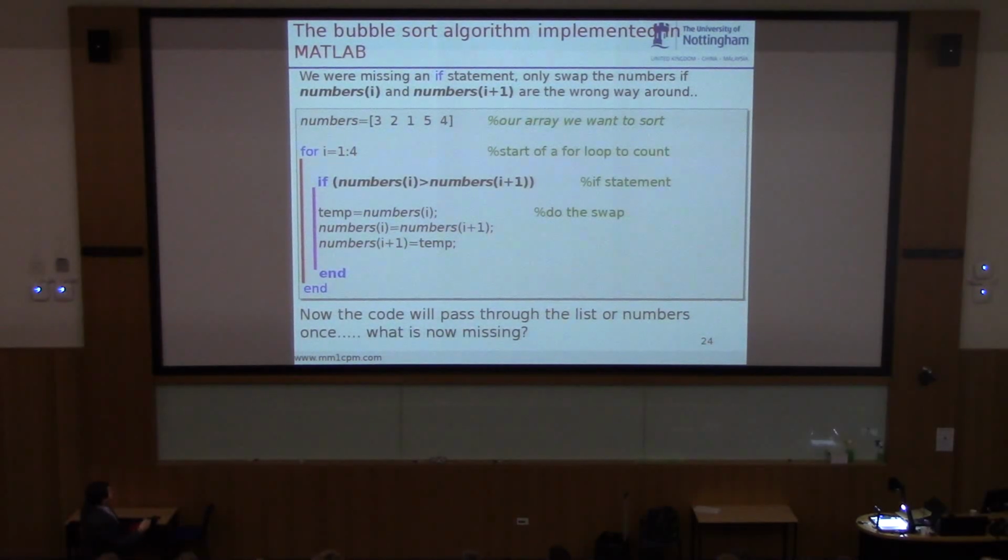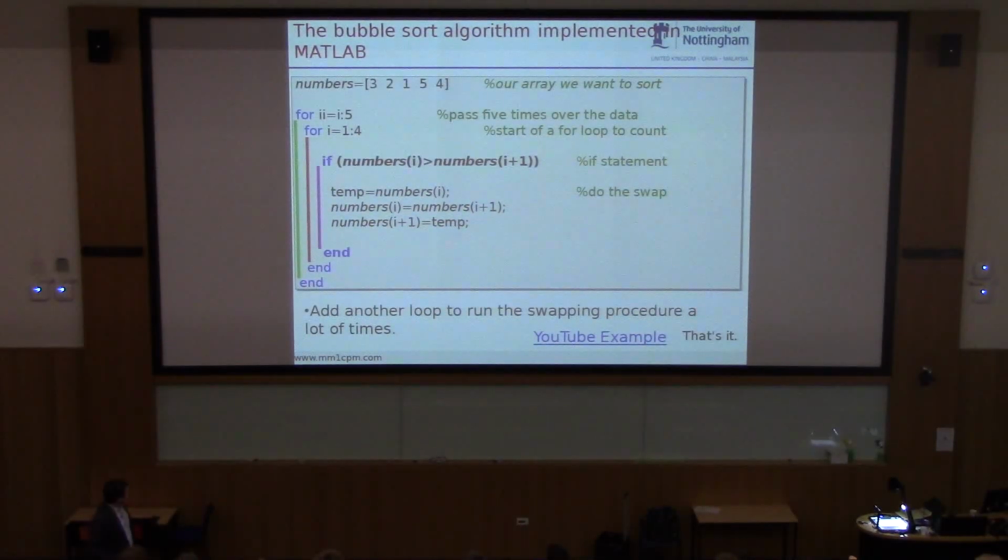So what we need is another for loop. Here, we could write some complicated while statement to figure out if the numbers were in order or not, but I couldn't be bothered, that's just too complicated. So I've said, basically repeat from 1 to 5 times. And so this is basically our algorithm. So let's have a little look at this with an example.